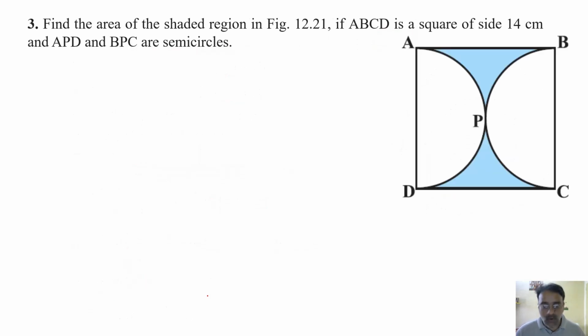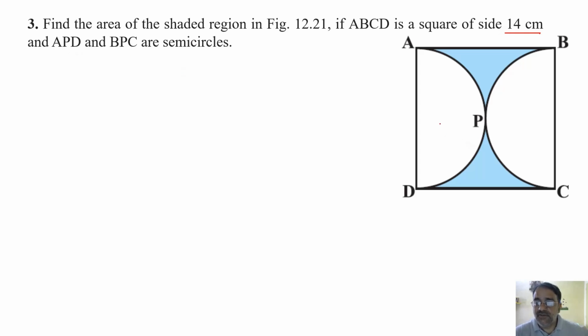No, sir. Okay. So now we will move towards question number 3. Find the area of the shaded region in figure 12.21 if ABCD is a square of side 14 centimeter and APD and BPC are the semicircles.